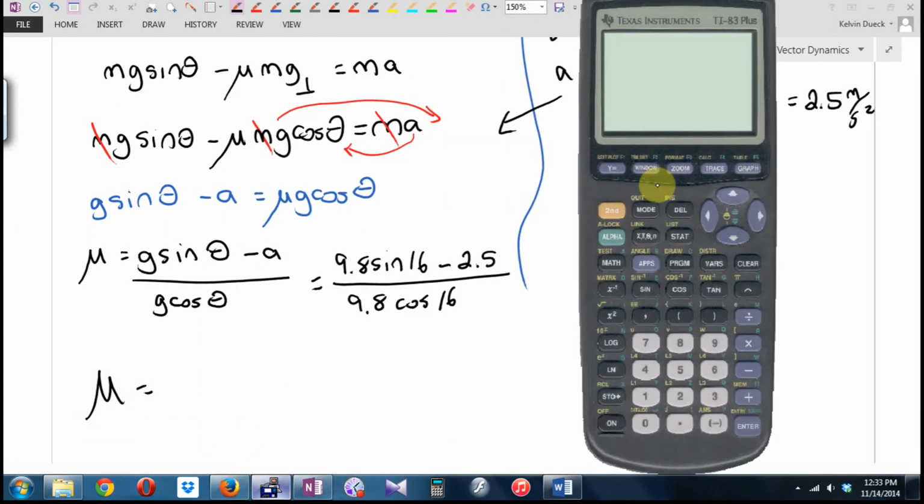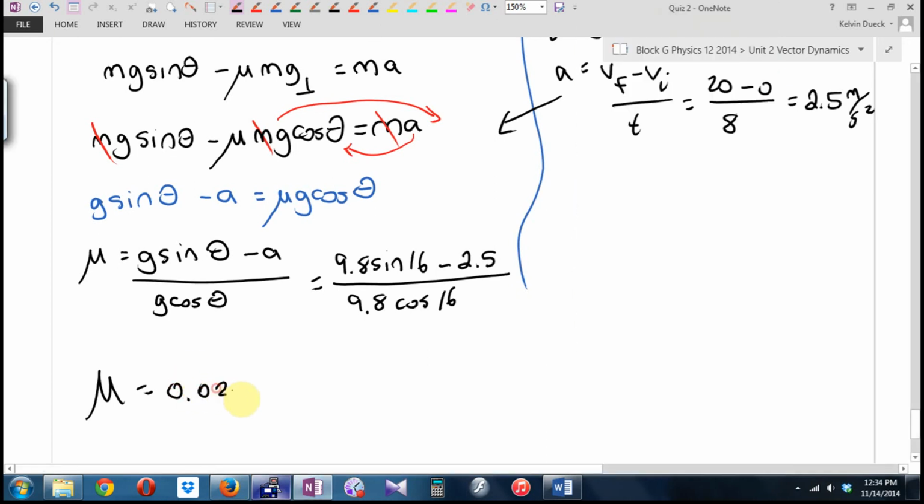I have no idea what the answer is. By the way, are we on a ski slope? Are you expecting a really big coefficient of friction? Or it's snow? And hopefully, if I tried to make up reasonable numbers, I don't get a coefficient of friction bigger than 1. But let's find out how good I was in my head. Bracket 9.8 sine 16 minus 2.5, divided by bracket 9.8 cos 16. Oh, okay, that's snowy. That's slippery. 0.0214 if you want to go to 3 sig figs. Is that okay?